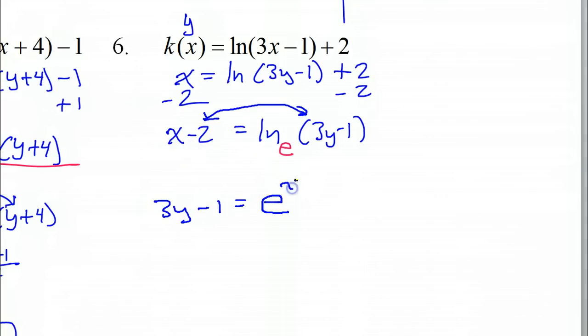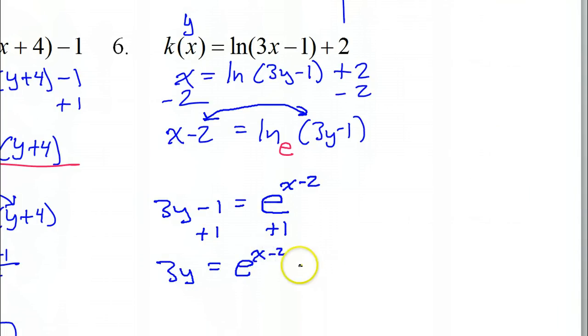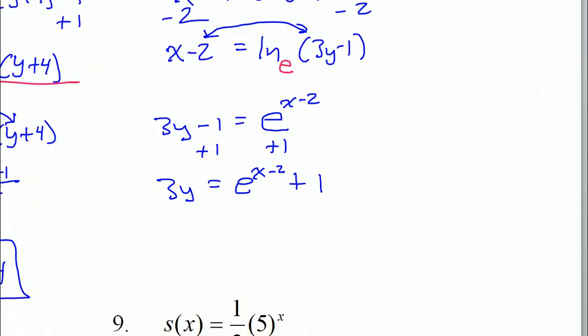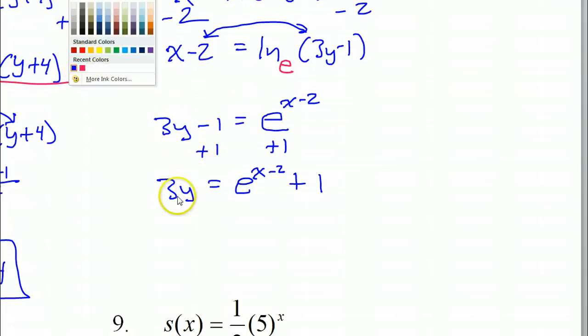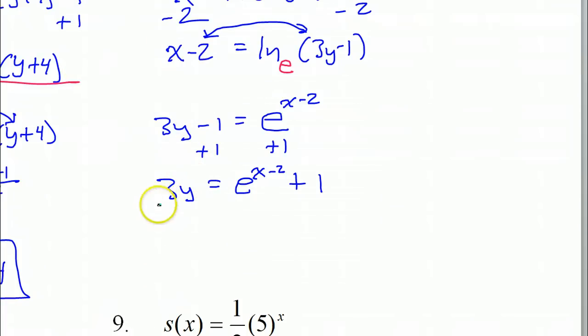Alright, but we need to get y by itself. So to get y by itself, let's add 1 to both sides. So that'll give us 3y is equal to e to the x minus 2 power plus 1. And finally, we need to divide both sides by 3 to really get y by itself. Alright, and this is the final answer.